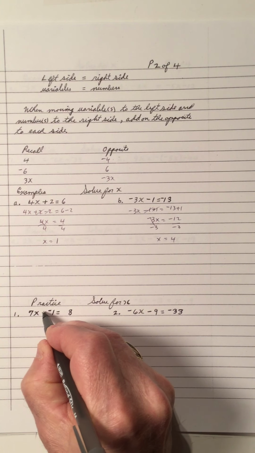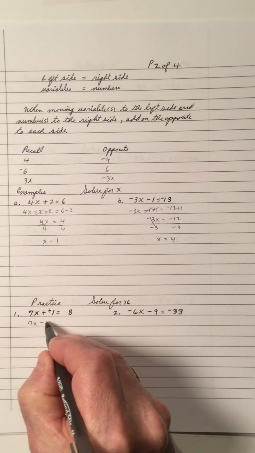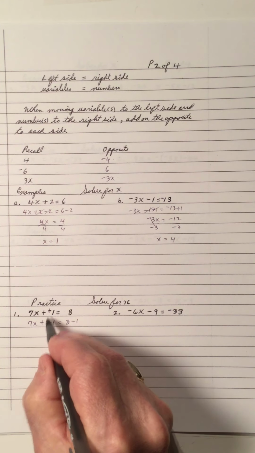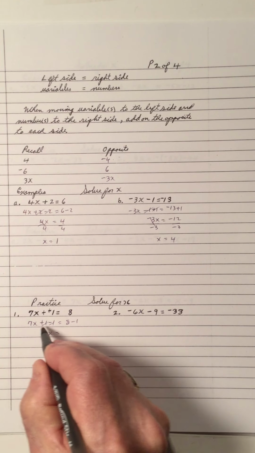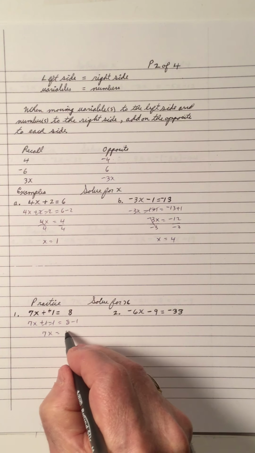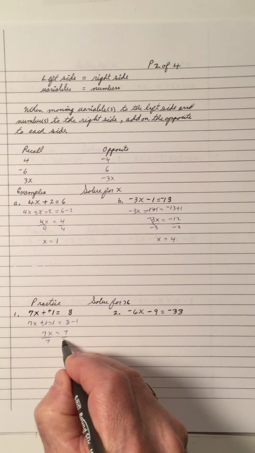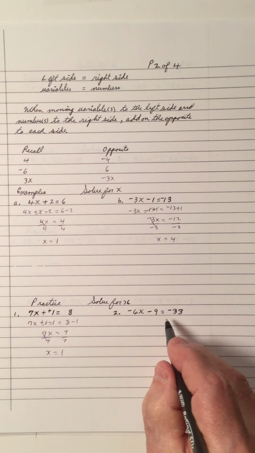Here we go. Double negative is a positive, so that's a +1 there. So I will subtract 1 from both sides. +1 minus 1 is a 0, so it gives me 7x. Plus 0 is 7x, and 8 minus 1 is 7. Divide both sides by 7. They cancel. x is equal to 1.